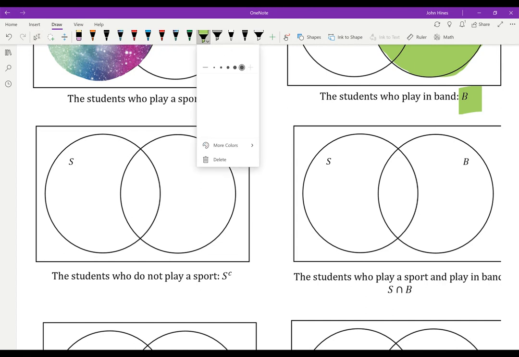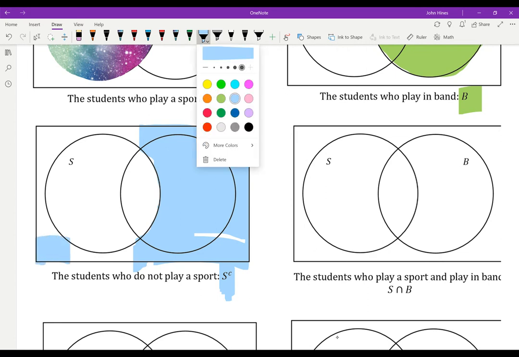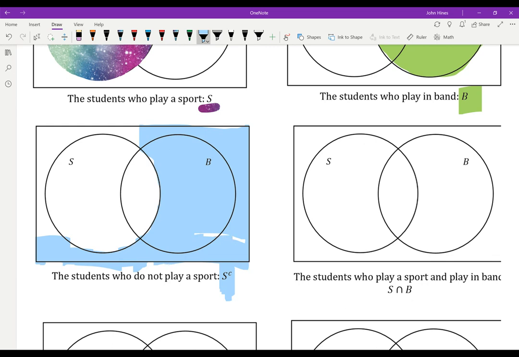What about the people who are not in sports? So I cannot live in the S circle. I have to be in this part of the B circle, but wait a minute. Don't forget about your outsiders. I have to be outside of the S circle. I didn't say anything about whether you play in band or not. All I said was you cannot be in the S circle. Let me make this smaller so it doesn't get as messy. So this is the complement of S because I'm outside of the S circle.